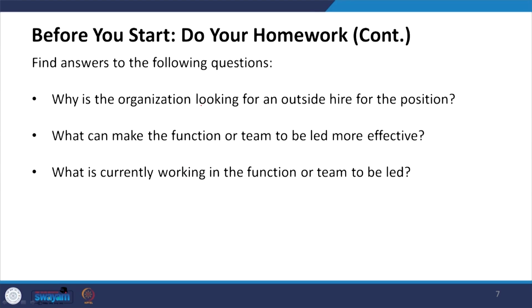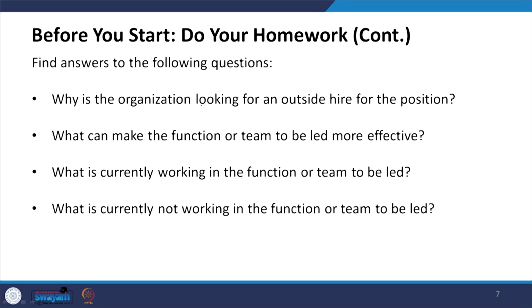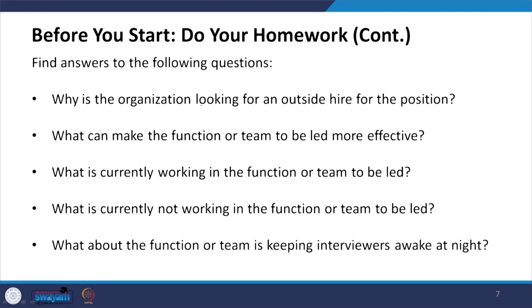So, when you have the informational data with you, you will be able to adapt it to the team currently working in the function to be led. So, you know what the current situation is, what issues are causing worry, what is not working in the function or team to be led, and what are the stones which you have to move. And therefore, what keeps the interviewers awake at night, right?